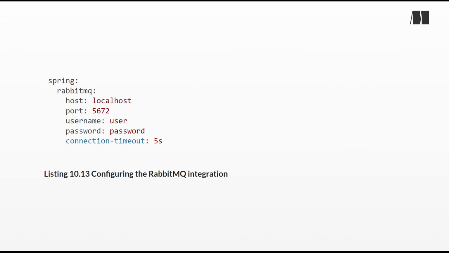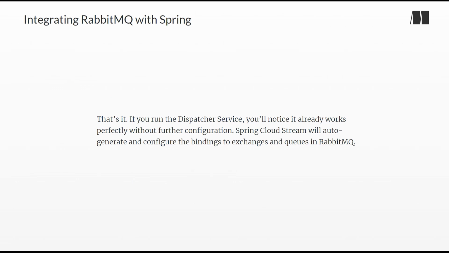Next, open the application.yml file and add the following configuration for the RabbitMQ integration. Port, username, and password are the same ones we previously defined in Docker Compose, listings 10.1 and 10.2. Listing 10.13. Configuring the RabbitMQ integration. That's it. If you run the Dispatcher Service, you'll notice it already works perfectly without further configuration. Spring Cloud Stream will auto-generate and configure the bindings to exchanges and queues in RabbitMQ.